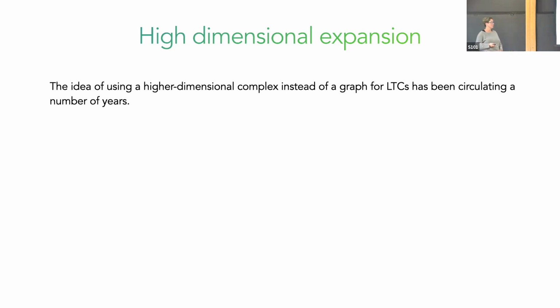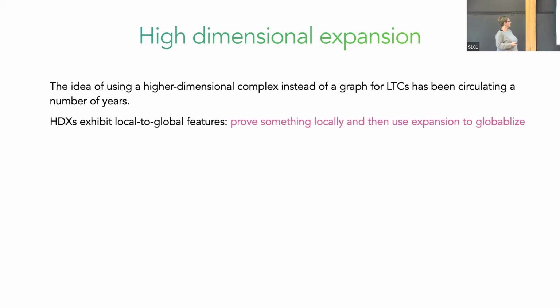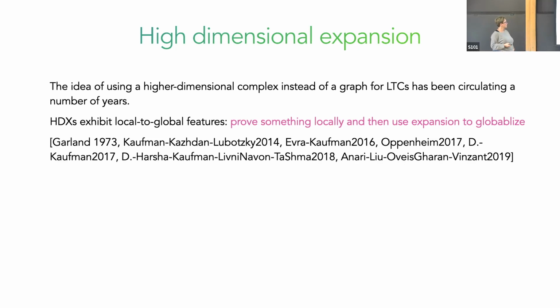Okay, I want to talk a little bit about high-dimensional expansion, but now I'm running out of time. This idea of using high-dimensional expansion was already around. A lot of people were thinking about it. And you see here also there's this local to global. You prove something on your local code and use the expansion to show that it lifts to the global thing. This goes all the way back to Garland, who used this to prove the vanishing of cohomology.